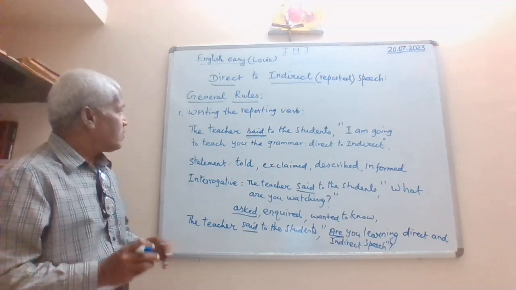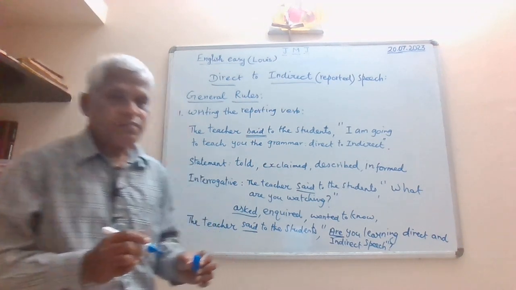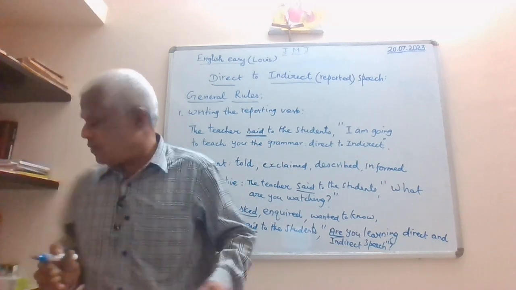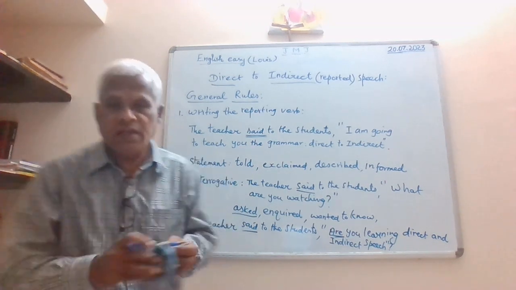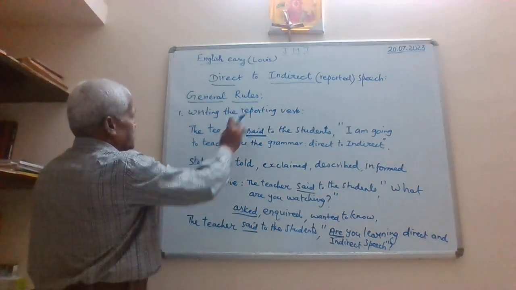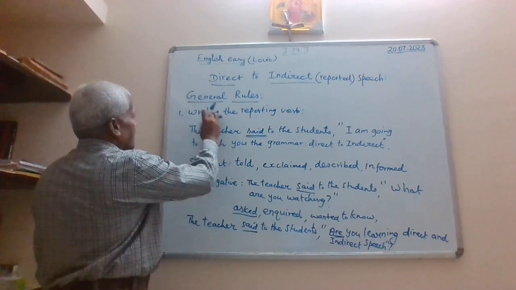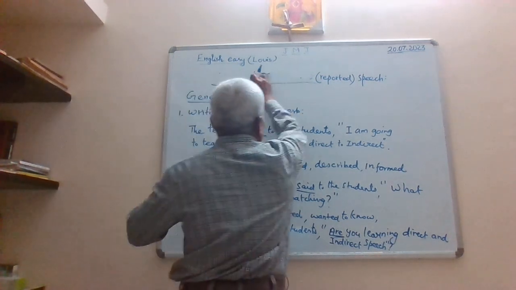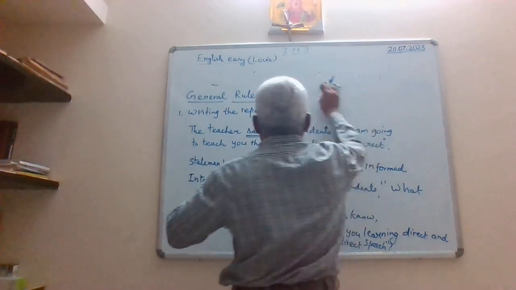So this is interrogative. Now let me go into the third type. What is the third type that we were discussing? Imperative. Okay, imperative. Let me rub this out. Maybe I will write it here. So let this sentence be here.